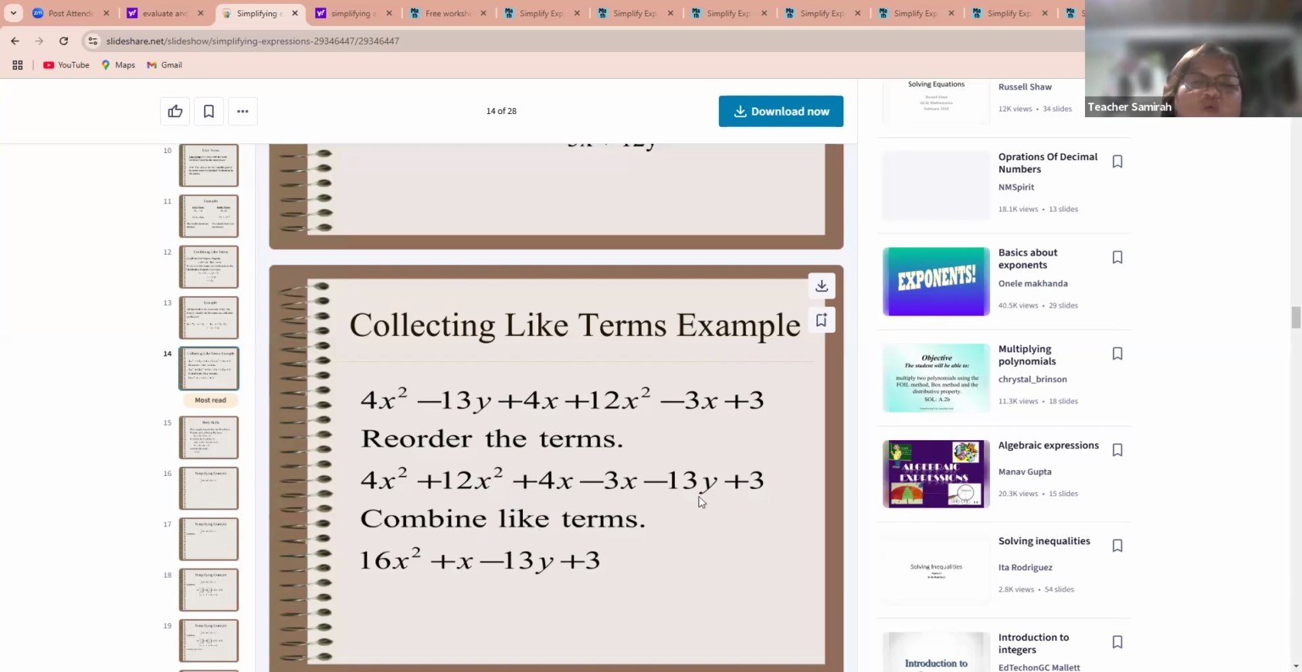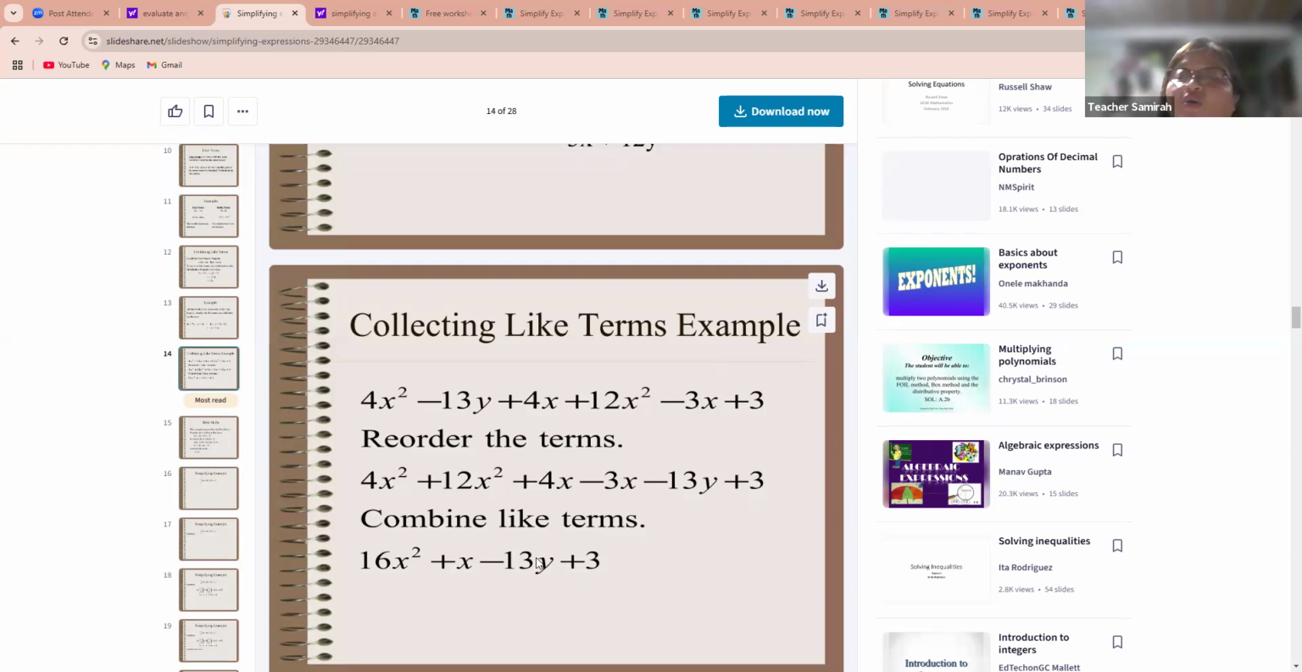And then negative 13y. Can you see any other terms which have the same variable as negative 13y? No, there is no such term as negative 13y within this algebraic expression. Therefore, copy only negative 13y. Same with plus 3, or positive 3. There is no other constant within this algebraic expression. Then we only need to copy this. So this will be the final answer.